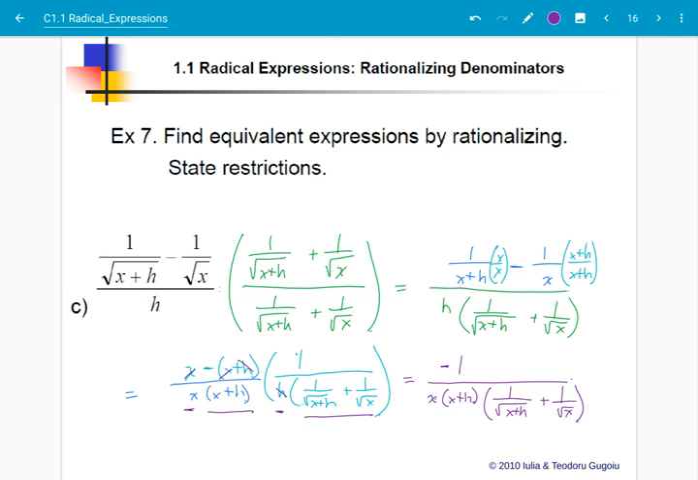And now we have to state restrictions. X plus h must be greater than or equal to 0. Well, it can't be 0 because we'd be dividing by 0, so x plus h must be greater than 0, so we don't take the square root of a negative, and we don't have 0 in the denominator. That's from this part here and here, for example. H cannot be equal to 0 because we have that in the denominator. And x can't be 0 because we have it in the denominator, but we also have the square root of x, so x must be greater than 0. So there's all the restrictions.